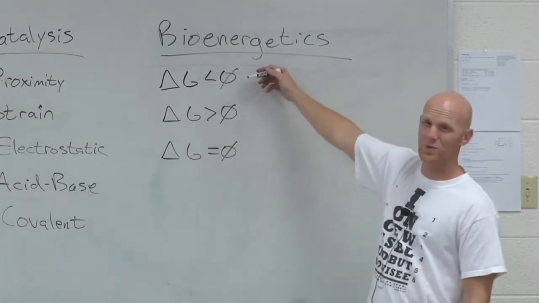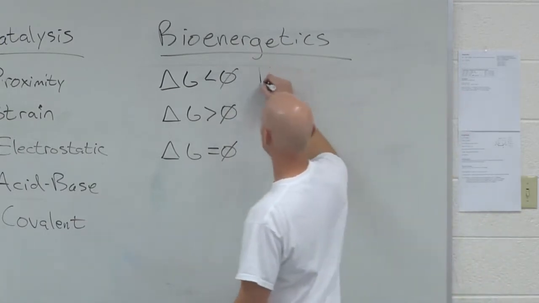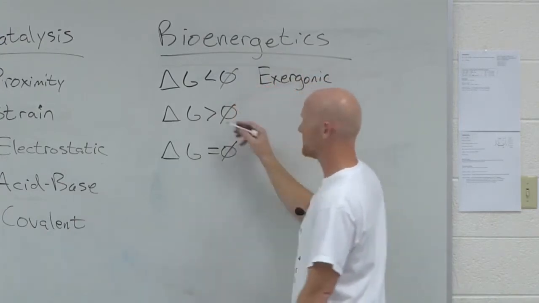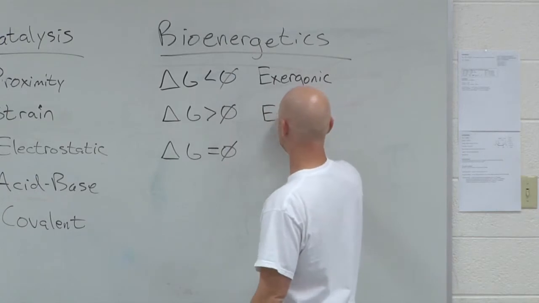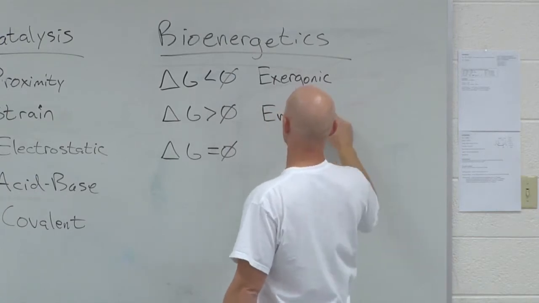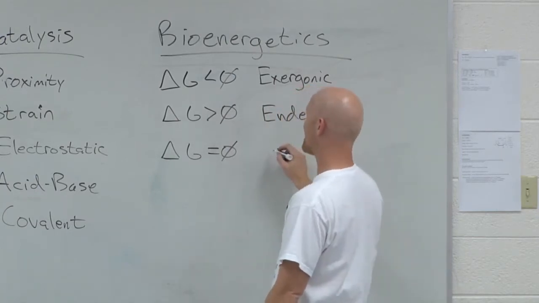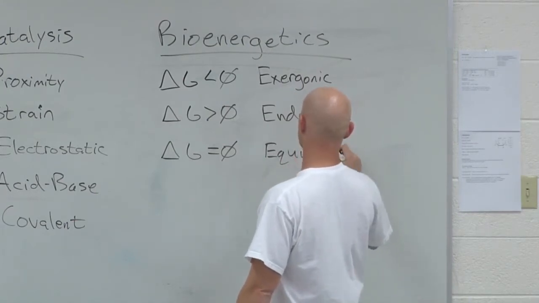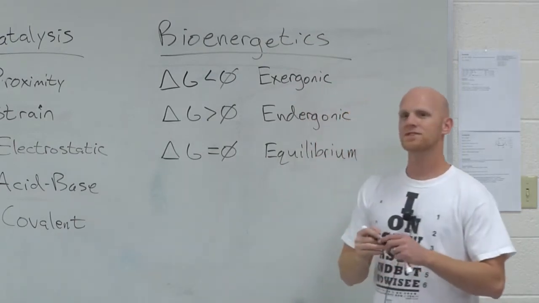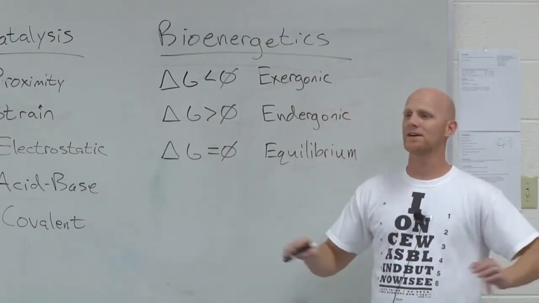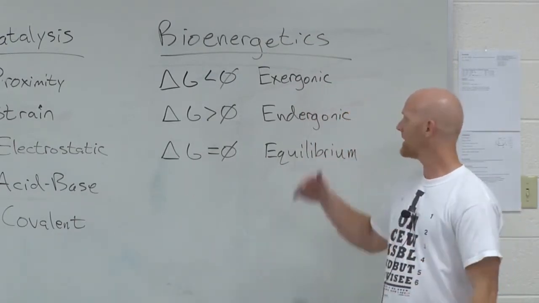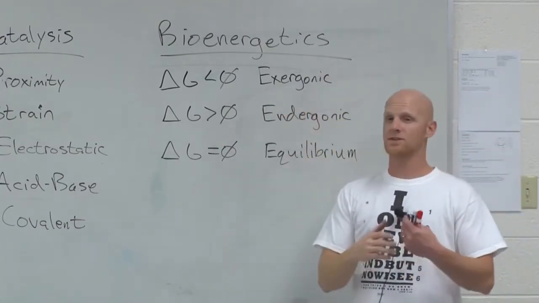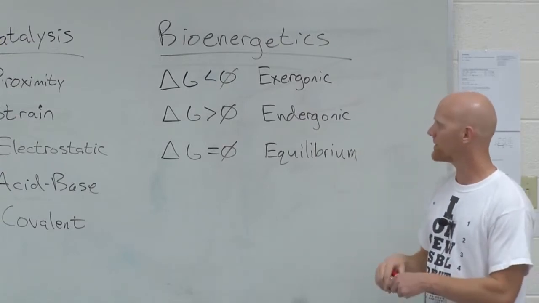What was the word we used for when delta G is negative? And when delta G is positive? And delta G is 0? And which of these reactions happen on their own without the aid of any outside input of energy? Exergonic. But the endergonic ones are going to need energy input, some way, shape, or form, to happen. We'll talk about that in a little bit.